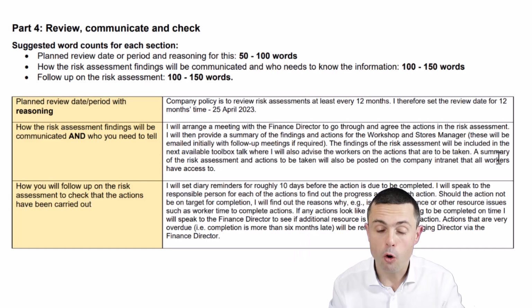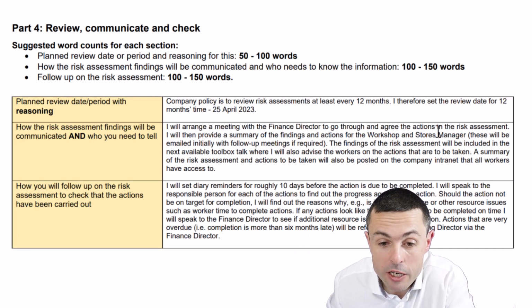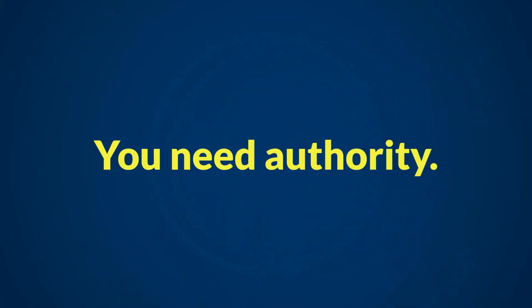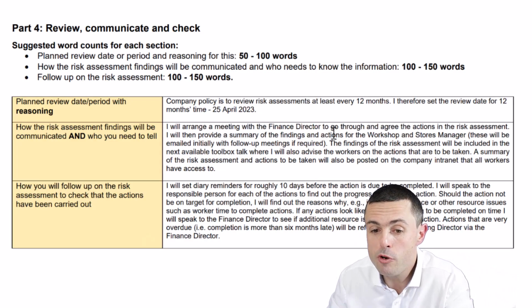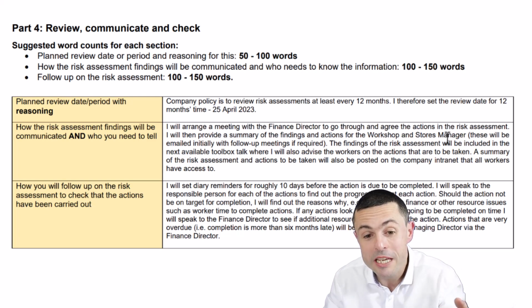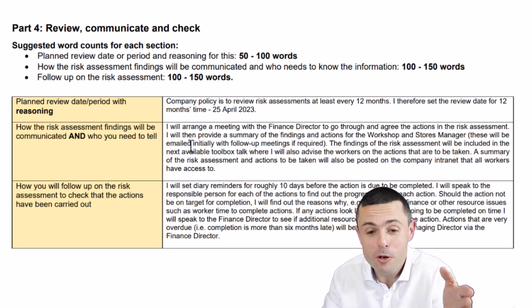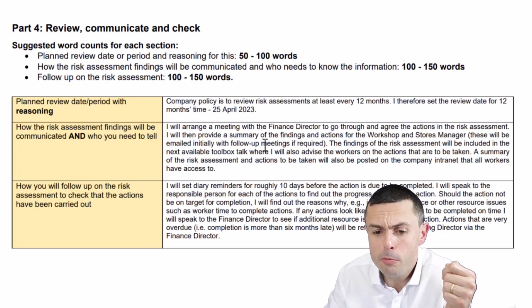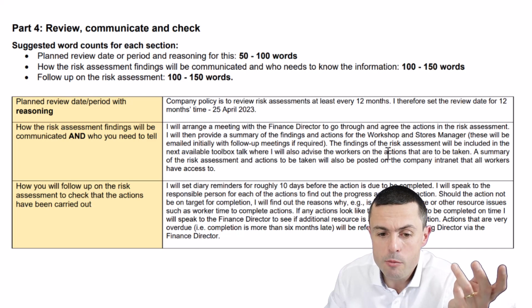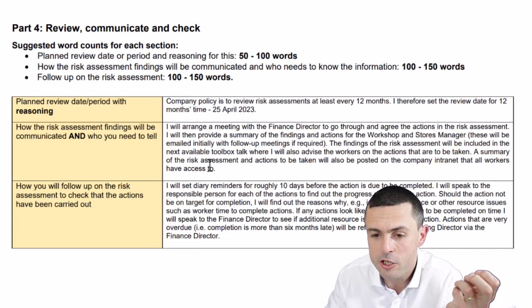And then the how. Well, here it says we're going to have a meeting with the finance director, and we'll agree the actions. So we're going to get authority for these actions here. All right? You don't get to decide what the actions are. You make recommendations, but the boss gets to decide. And then we're going to provide a summary of the findings and actions to the middle management people, and these will be emailed with follow-up meetings if required. And then we're going to do a toolbox talk where we're going to advise workers on the actions that are being taken, and then we're going to put a summary of the risk assessment actions to be posted on the company intranet.